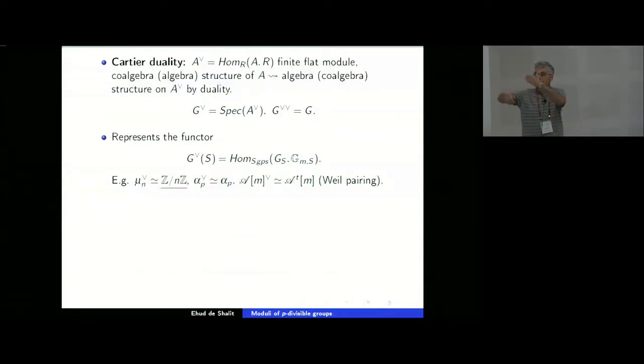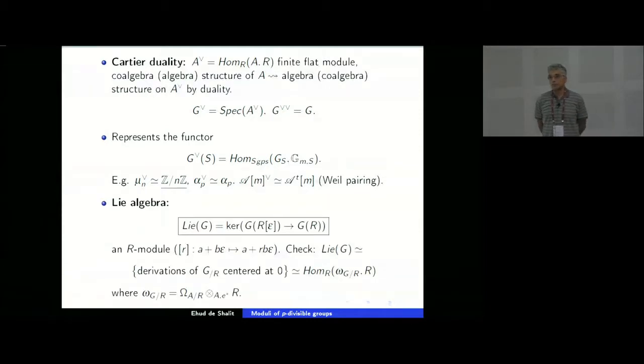And it's evident that the Cartier dual of the Cartier dual is the group itself. Mu n is dual to Z over nZ, alpha p is self-dual. And in the case of the abelian variety, the dual of the kernel of m on A is the kernel of m on the dual abelian variety, and this is basically the Weil pairing.